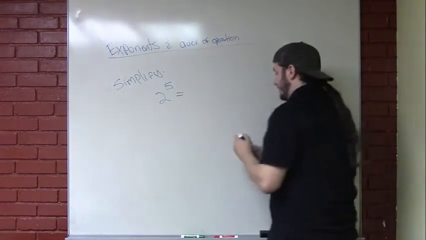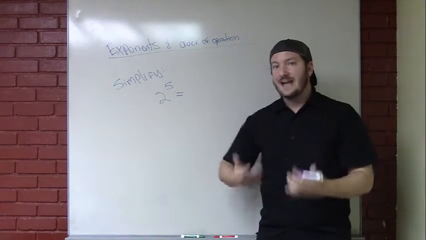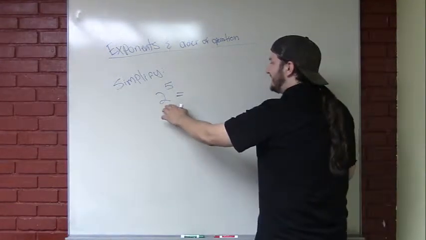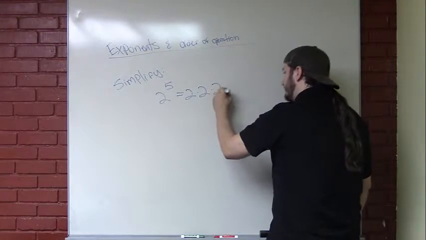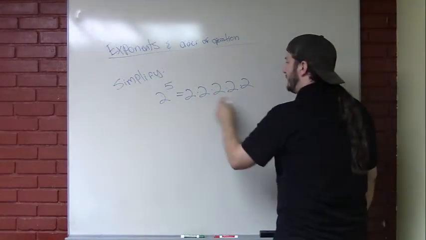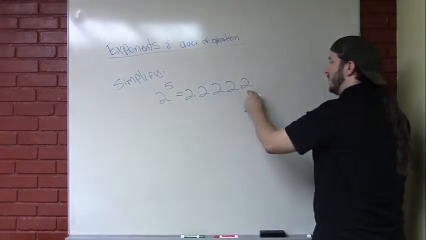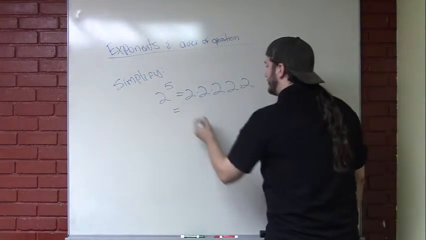So the first step you do is how can you rewrite this 2 to the 5th? Like essentially, what does that mean? What it means is basically you're just going to say 2 times 2 times 2 times 2 times 2. So basically you're just multiplying 2 5 times. 1, 2, 3, 4, 5.